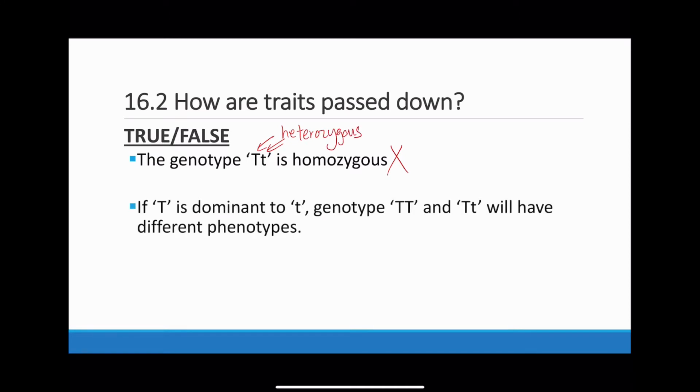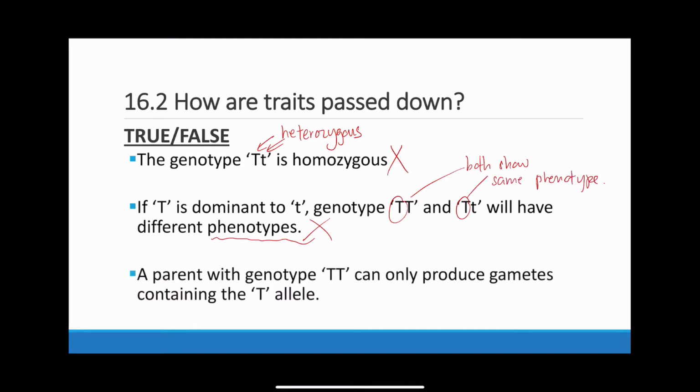Next, if big T is dominant to small t, then the genotypes big T big T and big T small t will have different phenotypes. Once again, this statement is false. Why? Because phenotype refers to the observable traits. In both cases, since there's already the big T within the genotype, you expect both to show the same phenotype. Although the genotypes are different, one homozygous and one heterozygous, because they both have the dominant allele, both will show the same phenotype. I hope you are following so far.